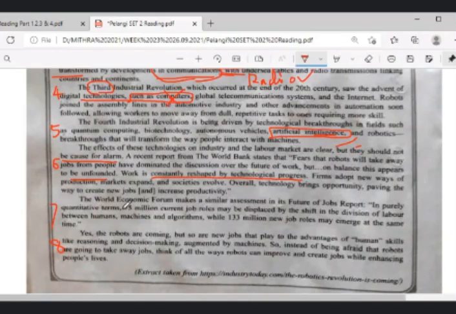The World Economic Forum makes a similar assessment in its Future of Jobs report. In purely quantitative terms, 75 million current job roles may be displaced by the shift in the division of labor between humans, machines, and algorithms, while 133 million new job roles may emerge at the same time.